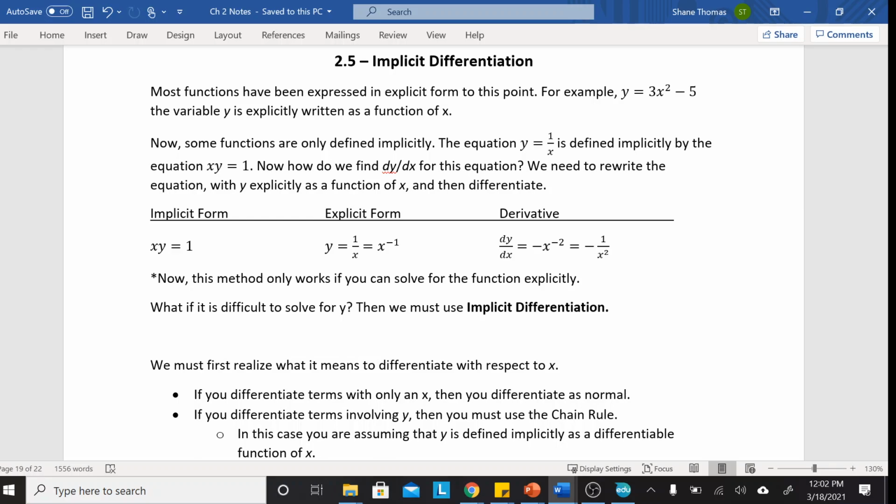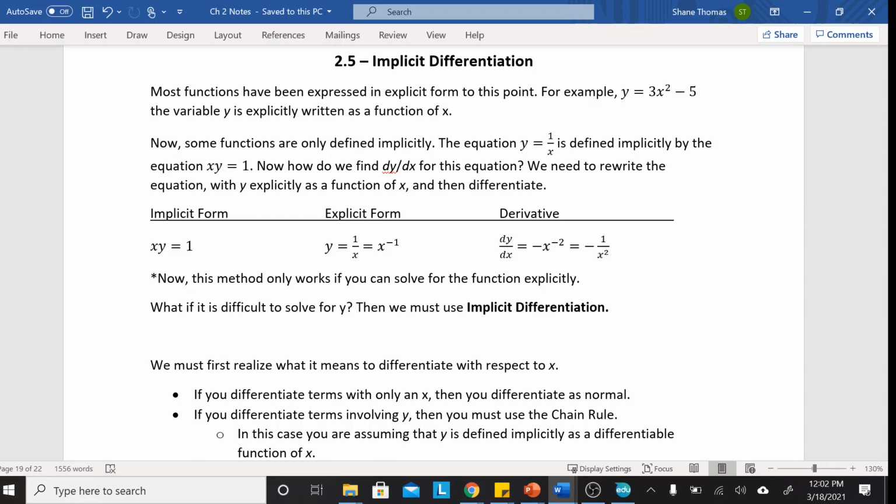Now how do we find dy dx for this equation? So we got x and y on the same side. We used to have y by itself, right? Or having f of x or something like that. So all of a sudden now we have x and y together. How do we find that if we essentially have two variables to apply it to? What we have to do, we have to rewrite the equation with y explicitly as a function of x and then differentiate it. So this would be our implicit form, okay?